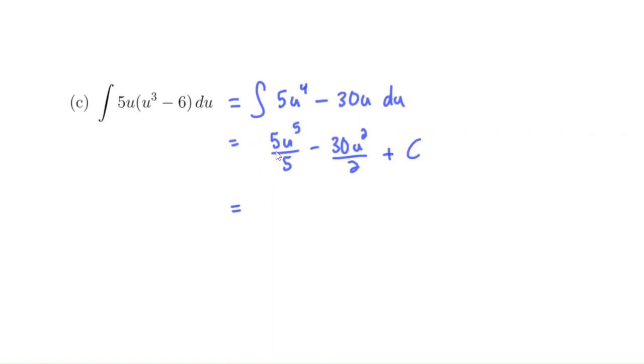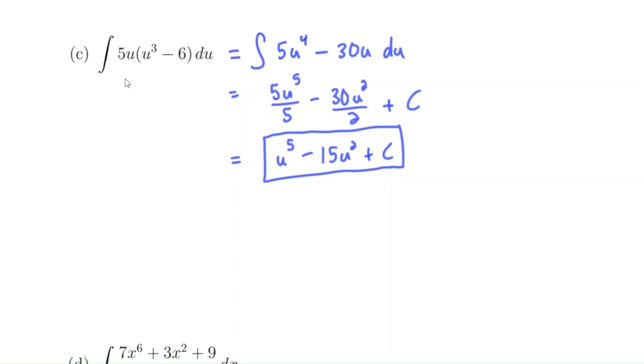And let's simplify this. 5 over 5 is just 1. So this is just u to the 5th minus 15u squared plus c. Now, how could we check our answer? Well, we could take the derivative of this. Notice the derivative of u to the 5th is 5u to the 4th. That's this. The derivative of 15u squared is 30u. And so, yeah, we have the derivative of this being this, and that simplifies to this right here. So this was a problem where we needed to simplify ahead of time.